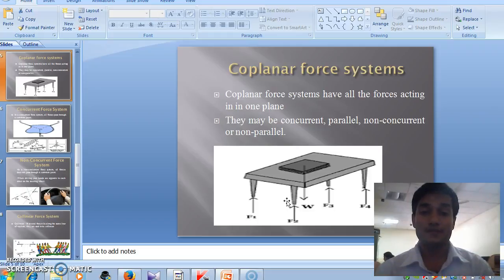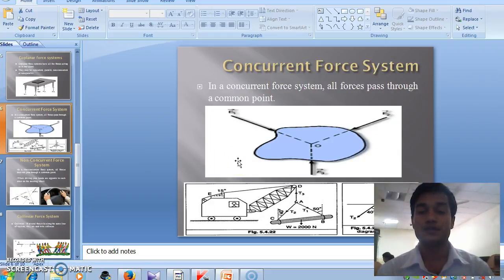The coplanar force system is further classified into types: concurrent force system, parallel force system, non-concurrent force system, and non-parallel force system. Now let's look at a concurrent force system.